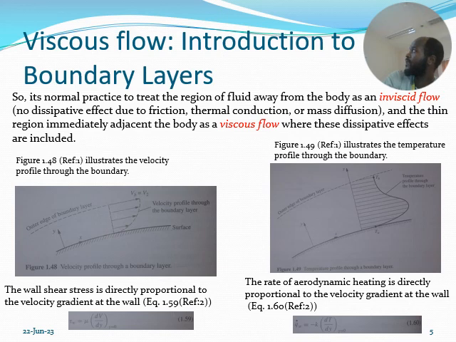Velocity boundary layer, like I was saying, there's variation of velocity from zero at the surface to the free stream value away from the surface. So that gives rise to some velocity profile that is usually shaped like this. The wall shear stress is directly proportional to the velocity gradient at the wall. That is from Newton's law of viscosity.